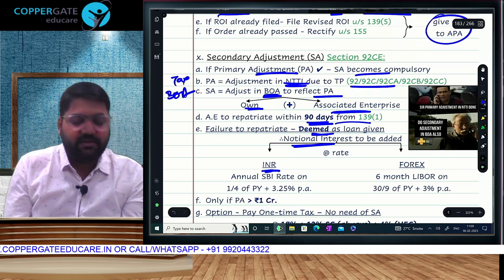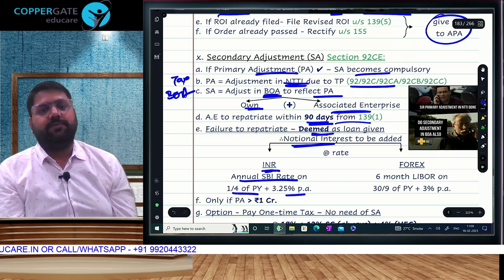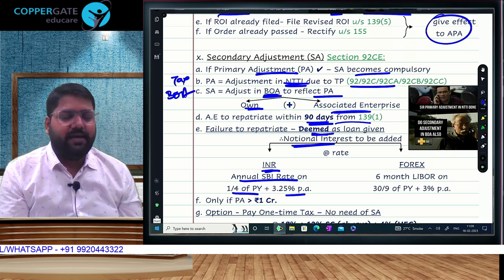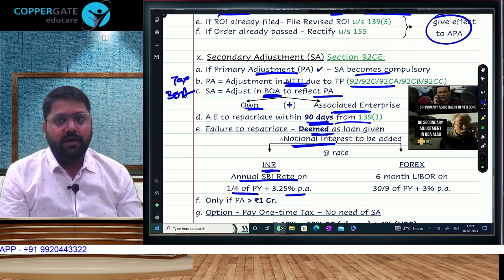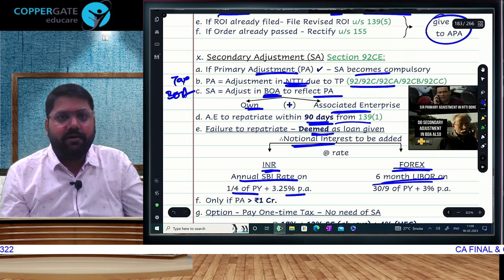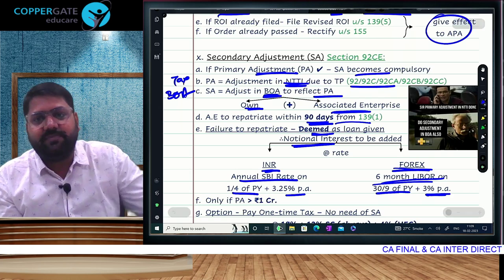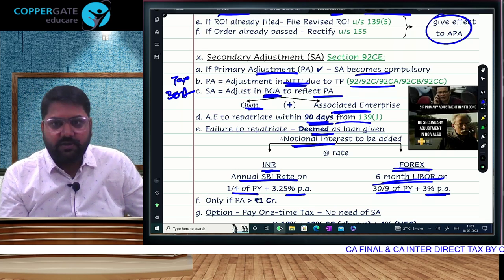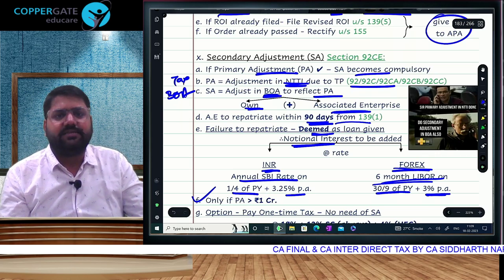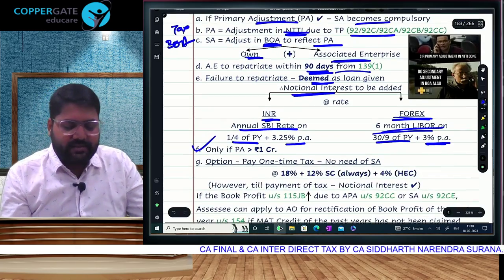If the transaction was in Indian rupees, then the SBI annual rate on the first day of the previous year plus 3.25% per annum. So if the transaction was in Indian rupees and the SBI rate on the first day of the year is 10%, we will take 13.25%. And if the transaction was in forex, we will take the 6 month LIBOR, London Interbank Offer Rate, on 30th September of the year and add 3%. Supposing the 6 month LIBOR on 30th September was 8%, we will take 11%. This whole section will be applicable only if the primary adjustment exceeded rupees 1 crore. So we are setting the materiality limit here, but in most cases it is going to exceed 1 crore.